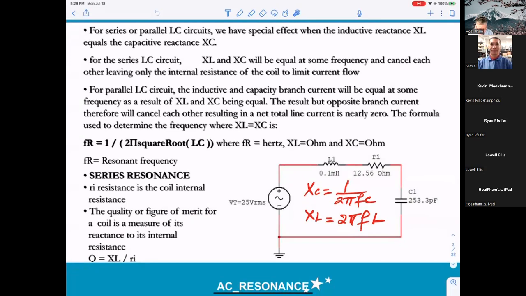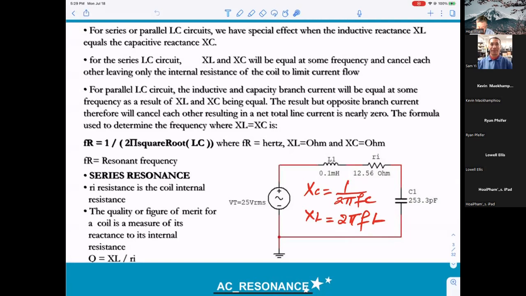So Q equals XL divided by RI. It tells you how good the coil is or not. If the resistance is big, the quality is not good. They want it as small as we can get. Okay? So any question up to this point?